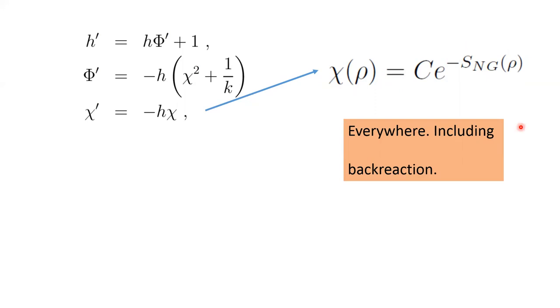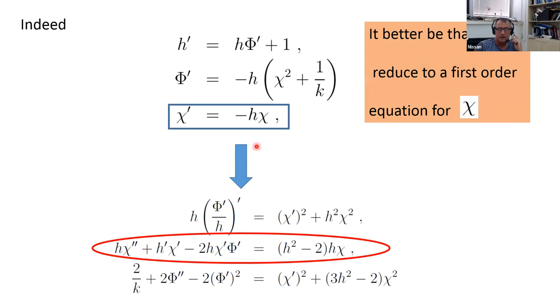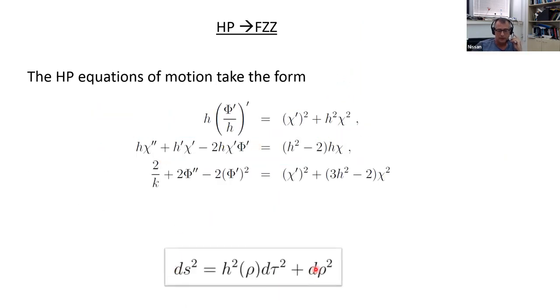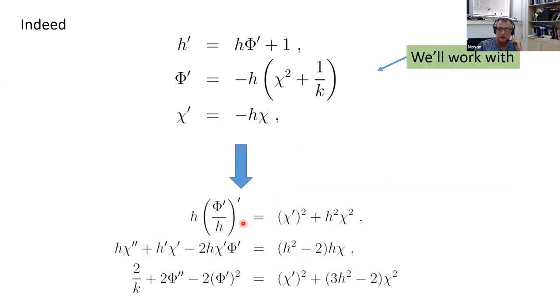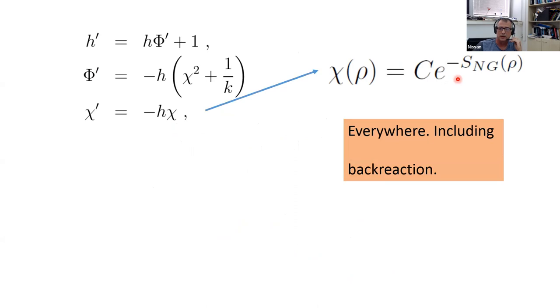So chi prime is minus h chi. So the solution for that would be e to the minus h. So where is the energy coming in? So this is the metric. So basically, when you have h, that would be the Nambu-Goto action. The h is a Nambu-Goto action, you are saying. Yes, because you have a periodicity of two pi. I'm not keeping track of two pi's and stuff like this, but yes. You see that the square root of g is h. So when you integrate it, you get exactly the Nambu-Goto action.